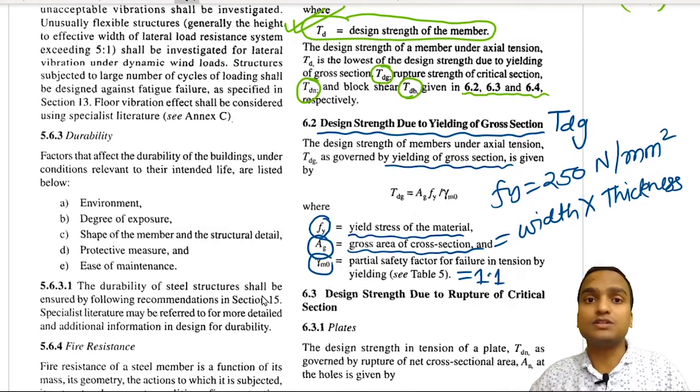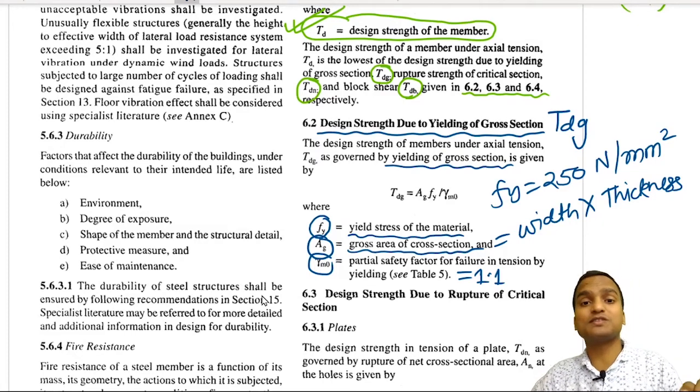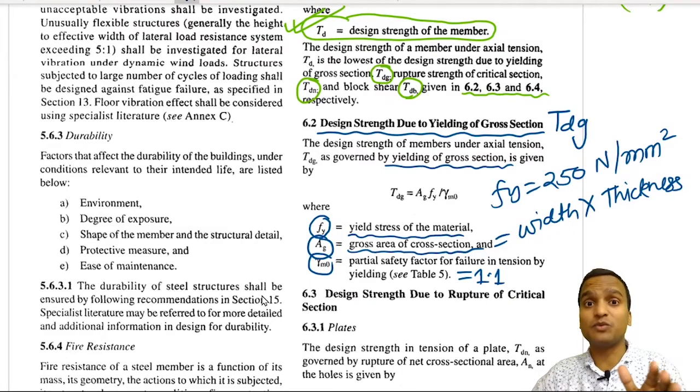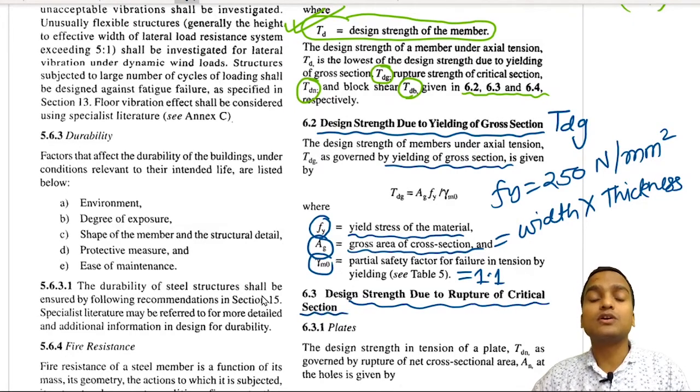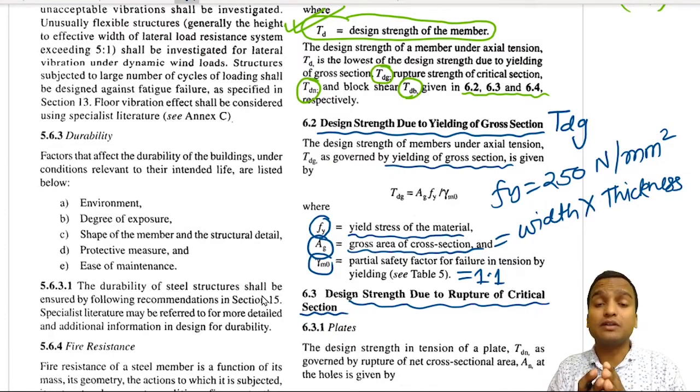So this is very easy to calculate TDG, and the calculation of gross area is not very difficult. Now comes the 6.3 section, which is very important, because here we have to use net sectional area, and this is the design strength due to rupture of critical section. So critical section is where? At the joint, and at the joint there are holes, and those sections are called the critical sections, and at the critical section the plate ruptures.